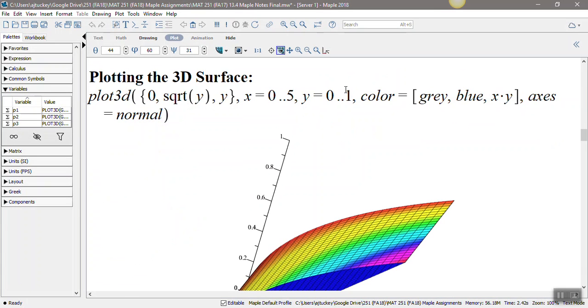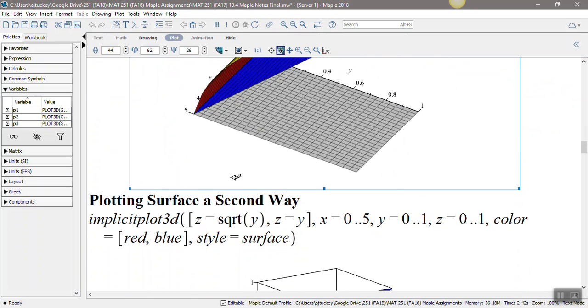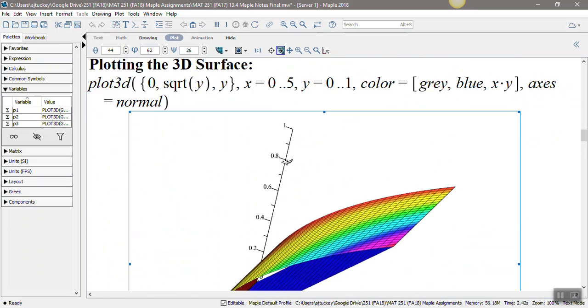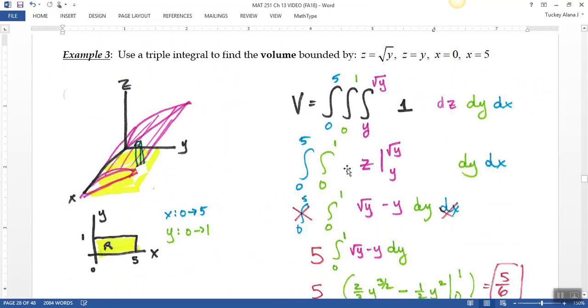All right, so when I do this integral, let's see here. Oh, I don't actually plot it. I didn't actually do it in Maple, sorry. Let me see if I just did it. Yeah. So the integral of 1 is z. So I'm going to take z from y to square root of y. So that gives me square root of y minus y.